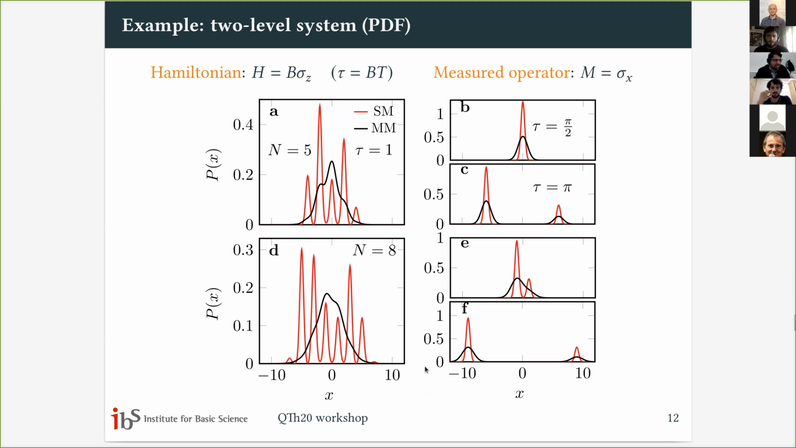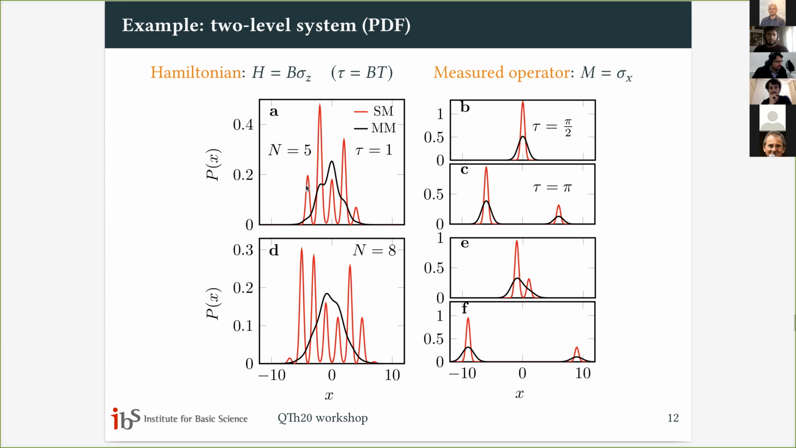Okay, so this is a very simple example. You take a two-level system. The measured operator is sigma x, so it does not commute with your Hamiltonian. Your Hamiltonian is just sigma z. And what you see here is the number of measurements. So n is the number of measurements. So this is 5 here. And sorry, these are typos here. The red curves represent the repeated contact scheme, and the black curves represent the repeated measurement scheme.